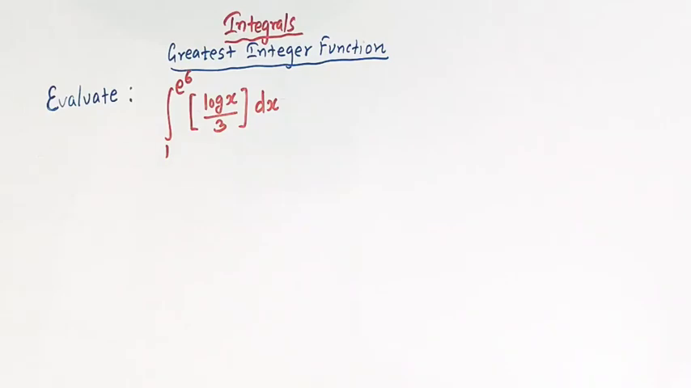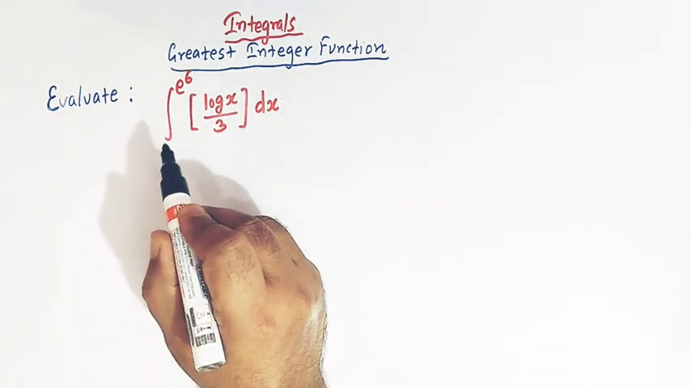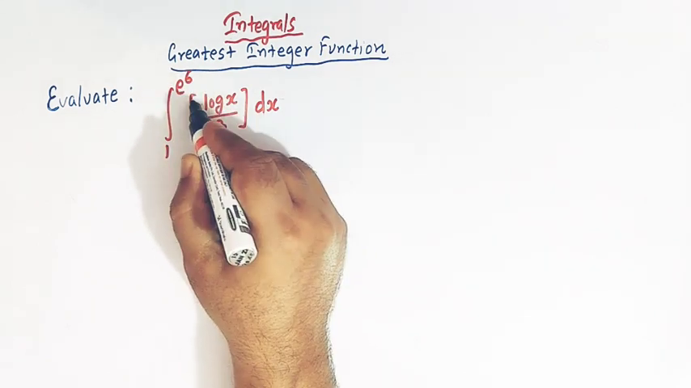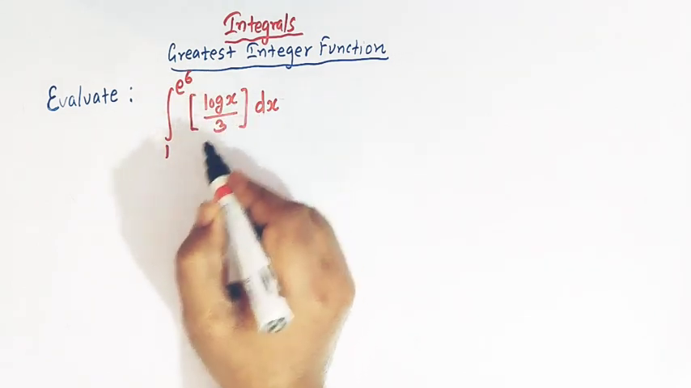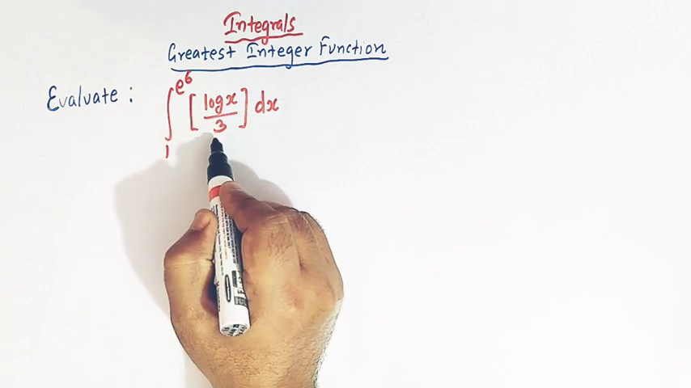Hello viewers, in today's class we are going to discuss yet another important and very conceptual problem from definite integrals involving the greatest integer function. Here we have to find the value of this integral from 1 to e raised to 6, where the integrand is the greatest integer function of log x divided by 3.